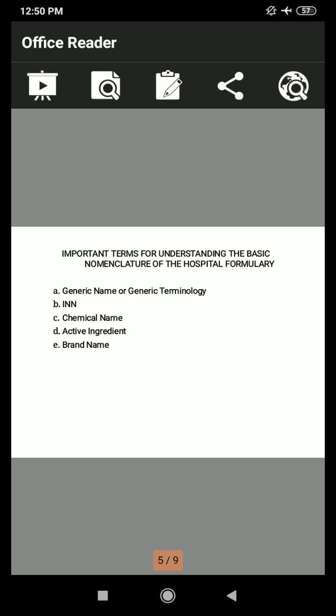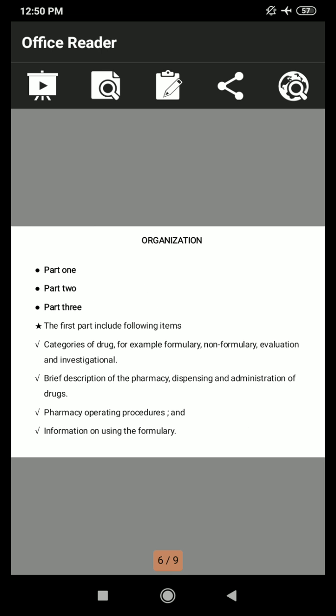Then active ingredients: these are the chemical components responsible for the claimed therapeutic effect of the pharmaceutical products. Then last is the brand name: it is the proprietary name given by the manufacturer to distinguish its products from the competitors. Then the last point we studied in the last lecture, organization.